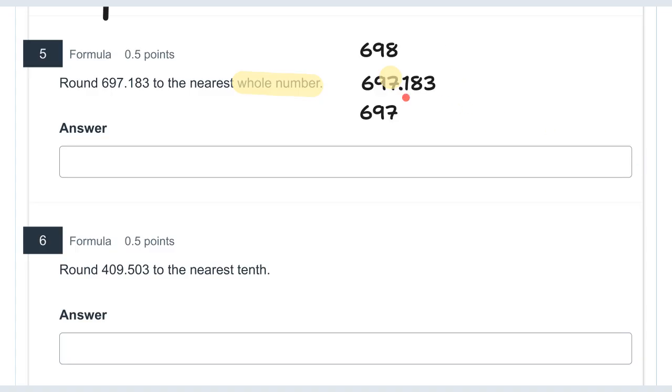The rounding digit after the 7 is a 1. That 1 tells us to round down. Put 697 in our answer box. And again, that is to the nearest whole number, so our answer is to the whole number place.